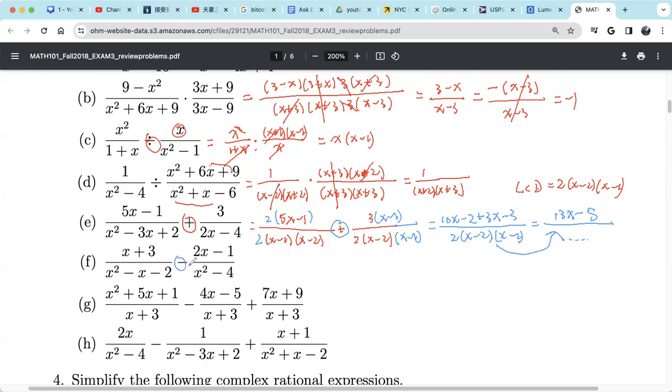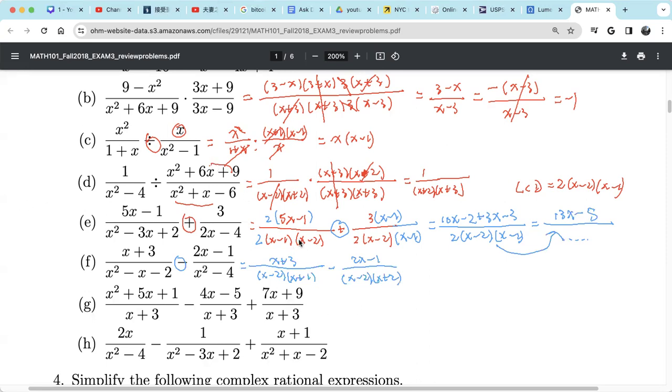Well, F is a subtraction. So we're going to do something similar, but we subtract the numerators. First we need to find the common denominator. So we put them in the factored form: x minus 2, x plus 1, numerator x plus 3. The second one we factor out as x minus 2, x plus 2, numerator 2x minus 1. Well, the least common denominator would be x minus 2, x plus 1, and x plus 2, right? So let me change my color.